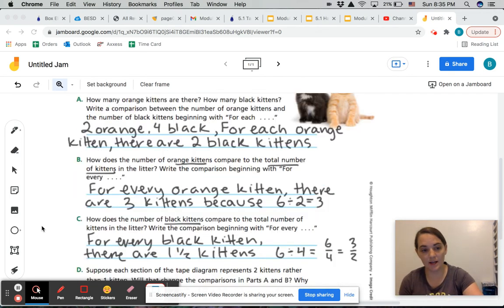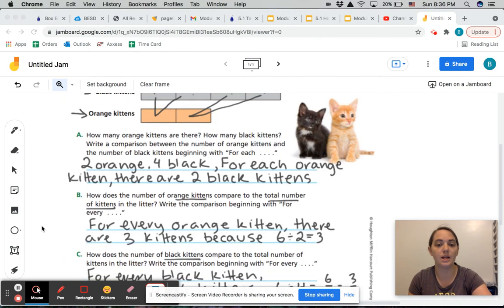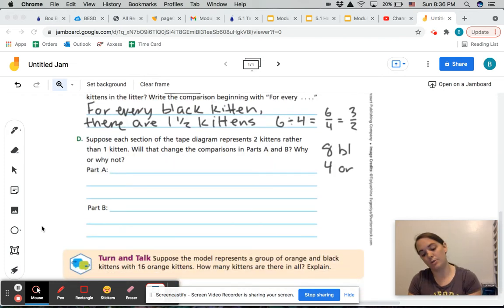Now we have our diagram where instead of 4 black, we have 8 black, and then 4 orange. Okay. Let's see if the comparisons are going to change. So let's write this out one more time. Part A asked for the comparison between orange to black. So we have 4 orange to 8 black.